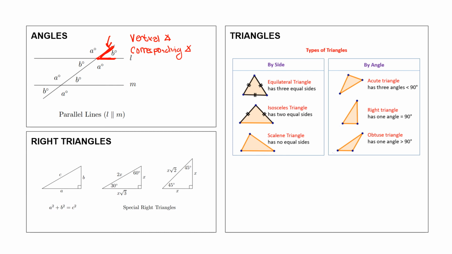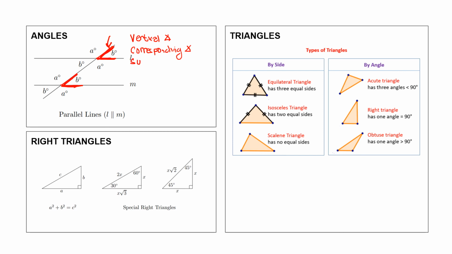this angle, which is an angle formed by the transversal and line L, and this is the corresponding angle, right? Where that transversal and line M. So these angles correspond to one another, and the same applies to all the other angles that are formed by this transversal and these two parallel lines.